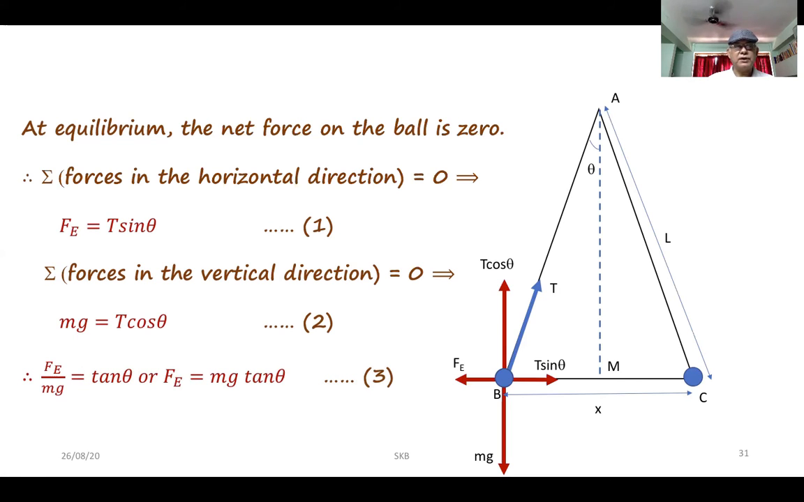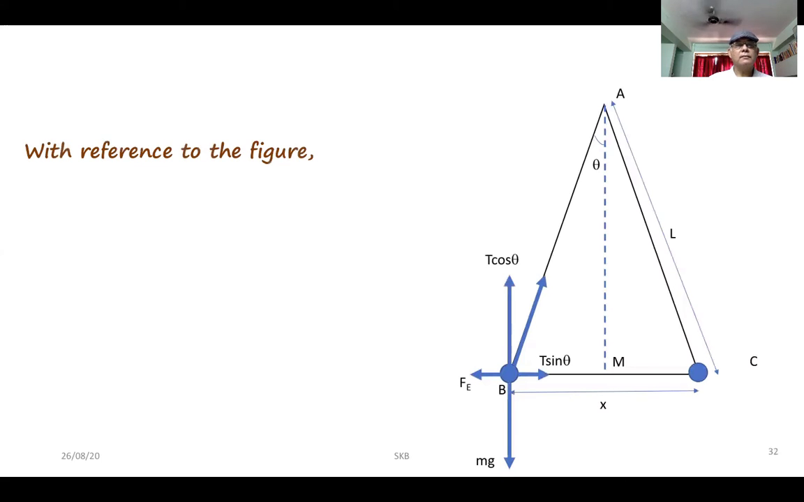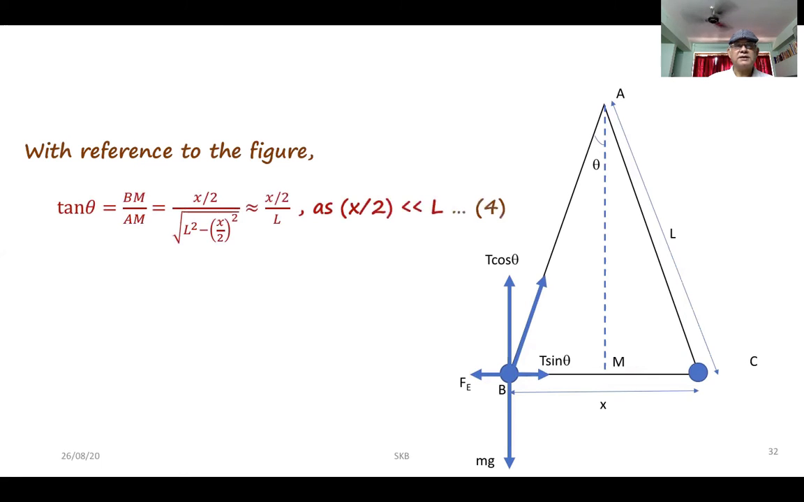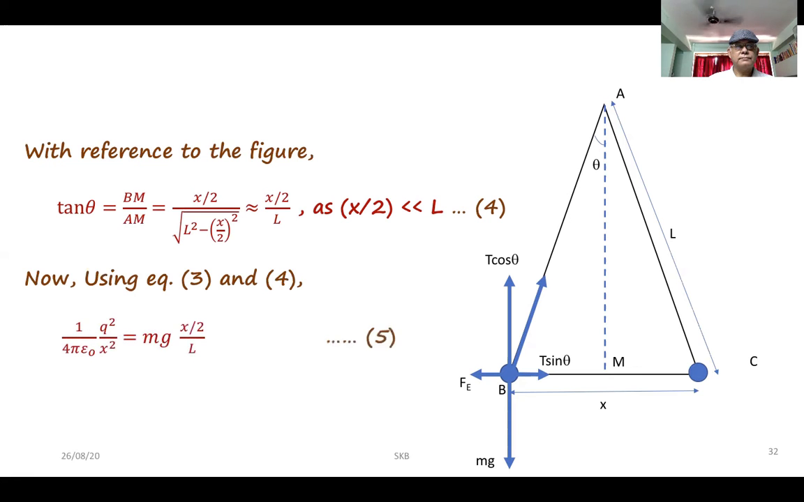After simplification, we get Fe equal to mg tan theta. We call it equation 3. With reference to the figure, tan theta has been obtained, where we have imposed a condition x by 2 too small with respect to L. Now using equation 3 and 4, we get equation 5.